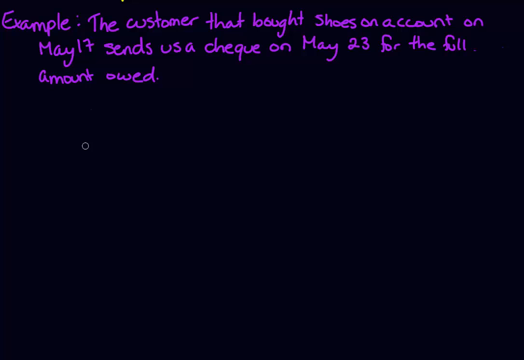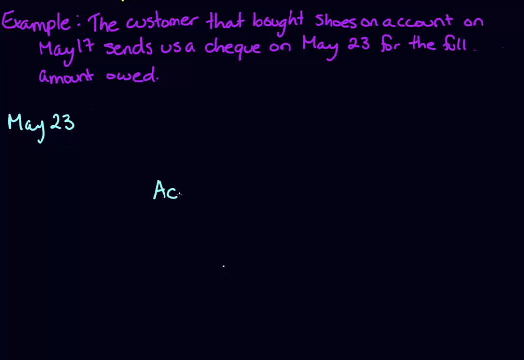The customer that bought shoes on account on May 17th sends us a check on May 23rd for the full amount owed. So remember back to May 17th, the customer had purchased $1,500 worth of shoes and the discount terms were 1/15 and 30, which meant they get a 1% discount if they paid within 15 days. They're paying on May 23rd, and that's less than 15 days since May 17th, so they're entitled to the discount.